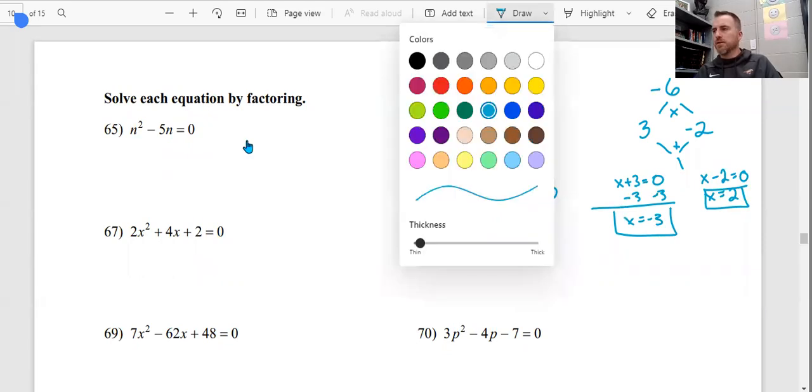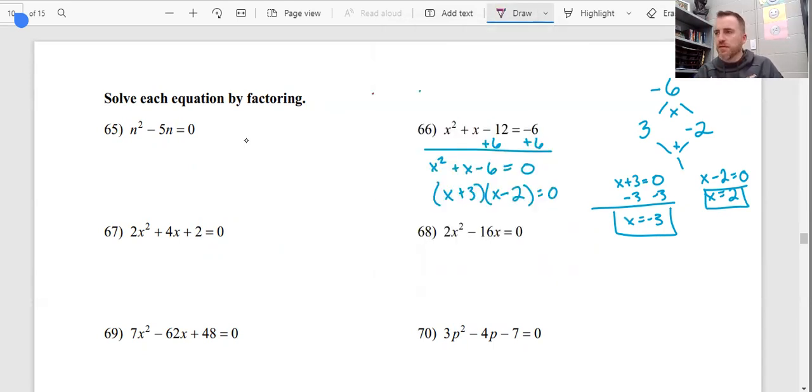Awesome, didn't change colors at all. Number 68, you see it has an x squared and an x term, but it doesn't have a c term. So there are some things that the x squared term and the x have in common. We would call them greatest common factors, and you always look for those, but sometimes they just aren't there.